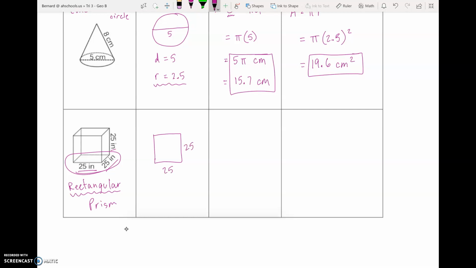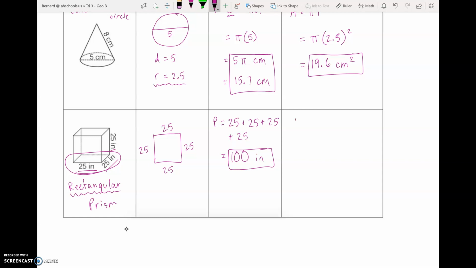And so perimeter, not so bad then, right? Because in a square or a rectangle, opposite sides are always the same. So if the right is 25, the left is 25. If the bottom's 25, so is the top. Which means for perimeter, we're just going to add all 4 of those sides together. So 25 plus 25 plus 25 plus another 25. And 4 25s is 100. And inches are our units. So 100 inches for the perimeter here.